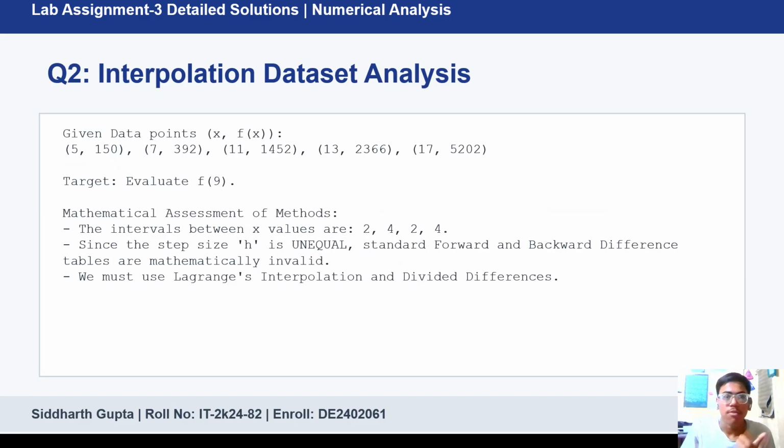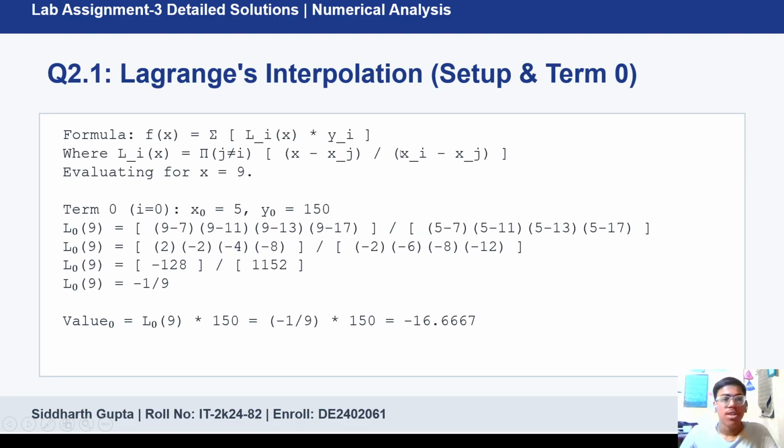Now we come to the second question where we have been given some data points and it has been asked to evaluate f of 9. Now we can already see that the data points are not equidistant. So we will use either Lagrange's interpolation or divided difference interpolation. For Lagrange's interpolation, the formula is given here.